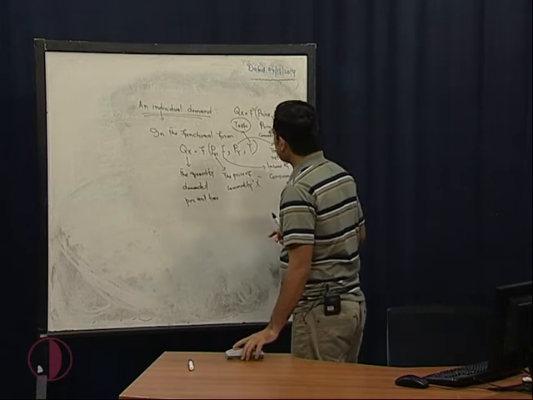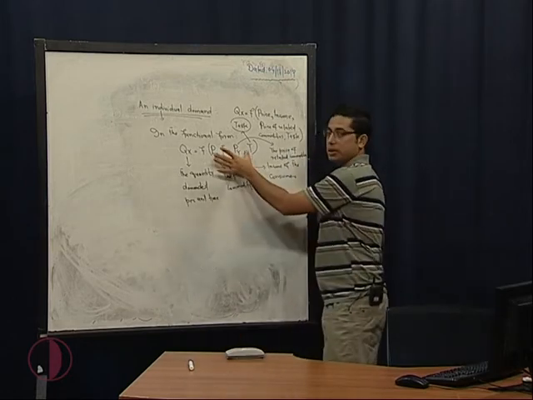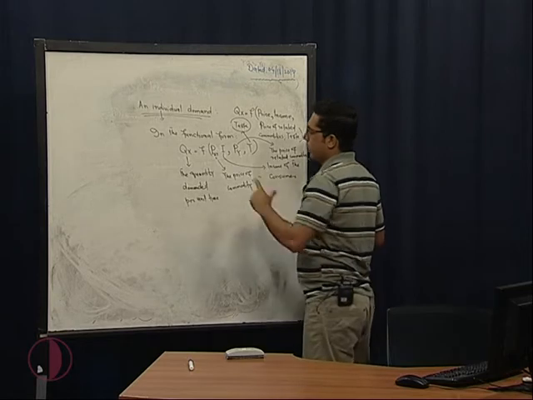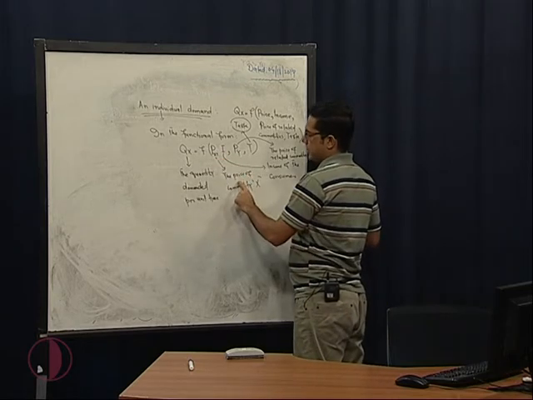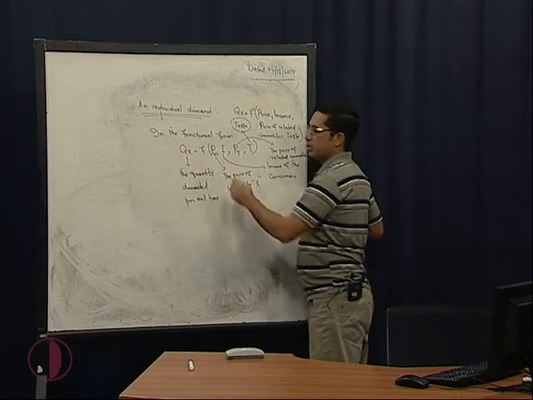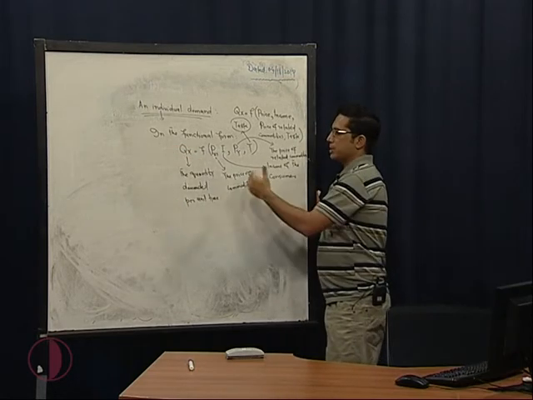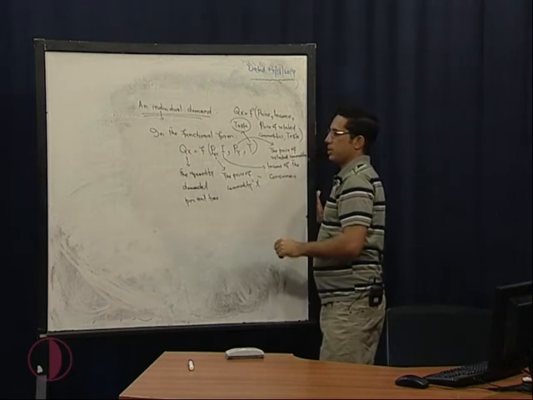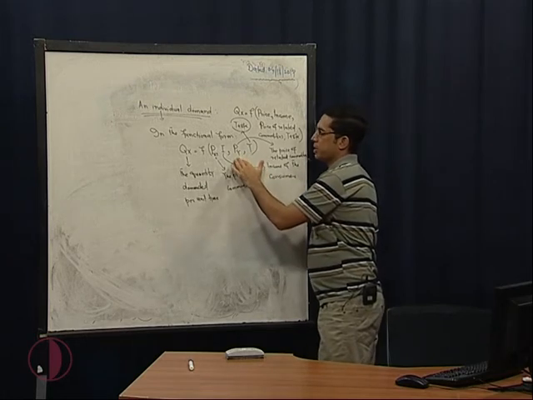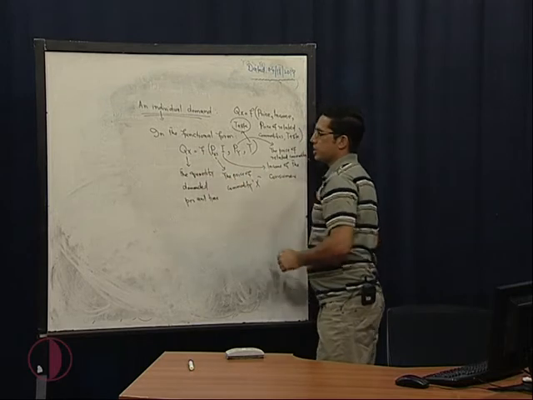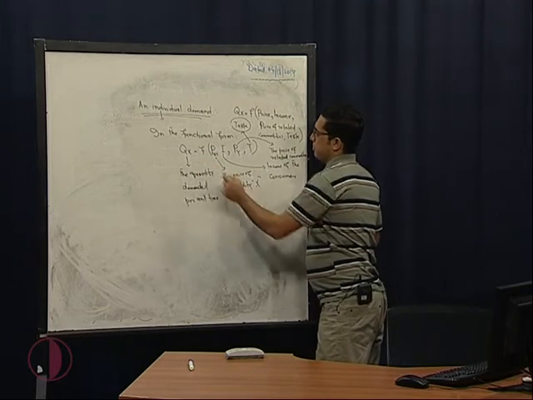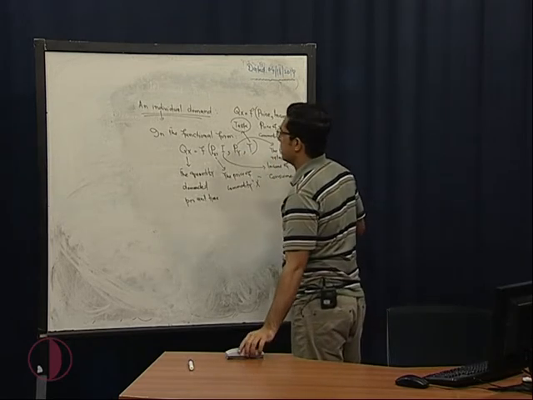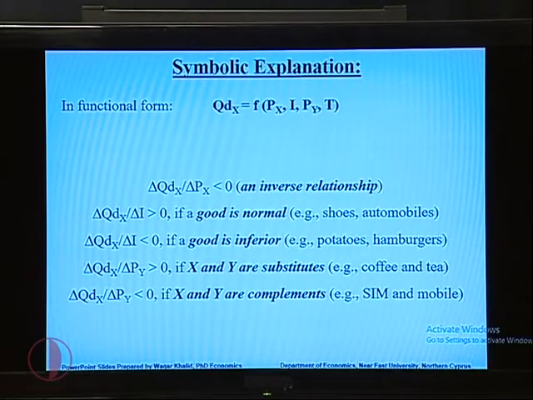Now the question is how these determinants affect the quantity demanded for a particular commodity. What is the relationship between the price of commodity X and the quantity demanded for commodity X? What is the relationship between the income of the consumer and the quantity demanded of commodity X? And similarly, what is the relationship between the price of related commodities and the quantity demanded for commodity X, and how does the taste of the consumer change the quantity demanded of a commodity or demand preference?